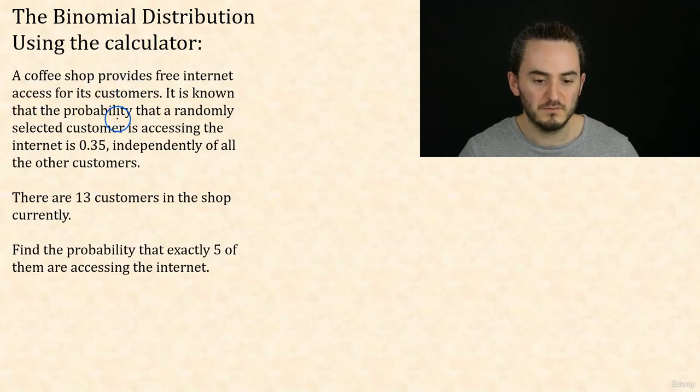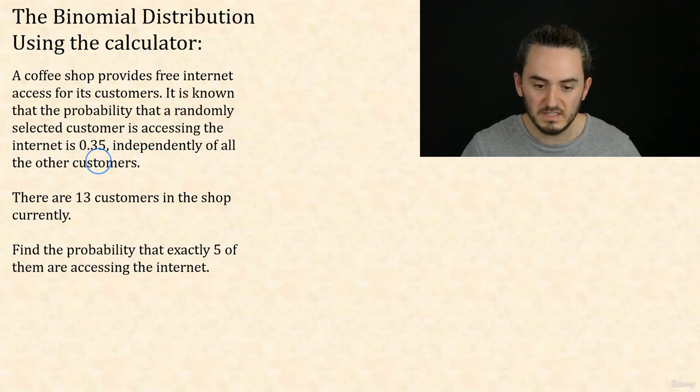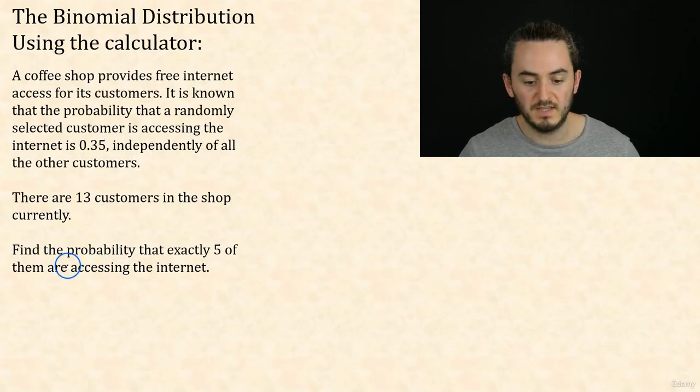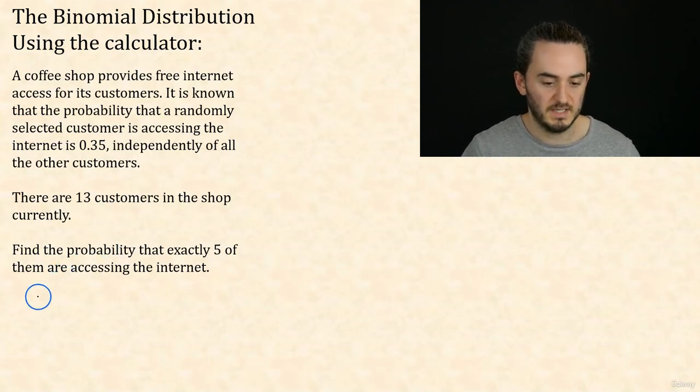A coffee shop provides free internet access for its customers. It is known that the probability that a randomly selected customer is accessing the internet is 0.35 independently of all the other customers. There are currently 13 customers in the shop. Find the probability that exactly 5 of them are accessing the internet.